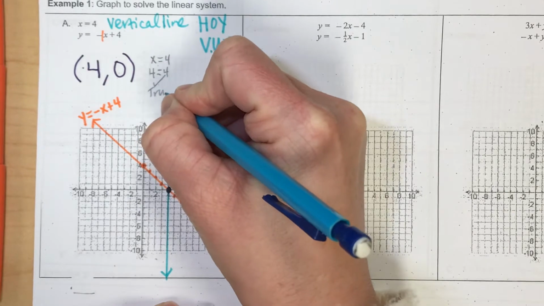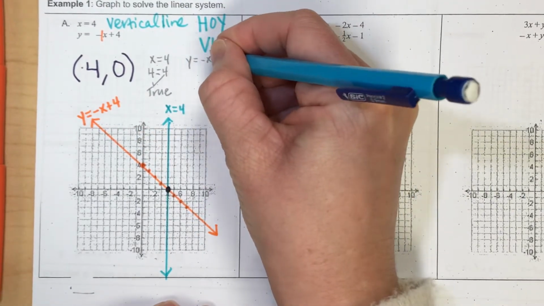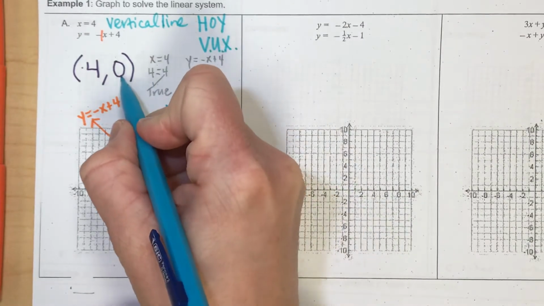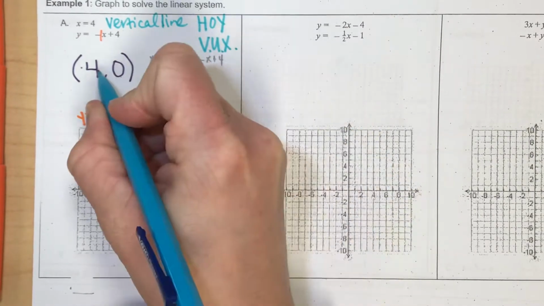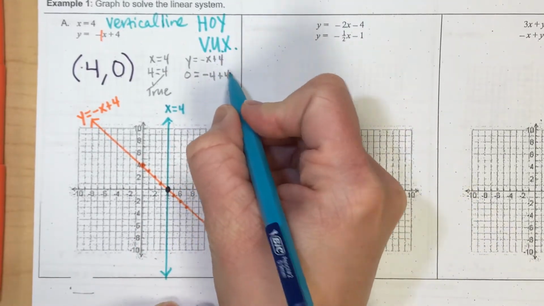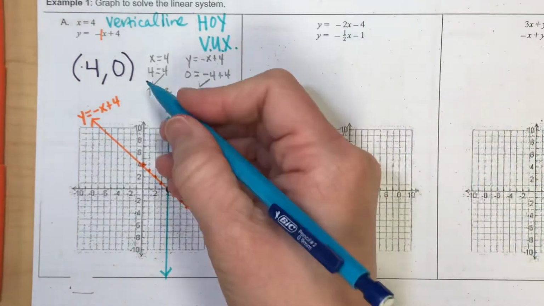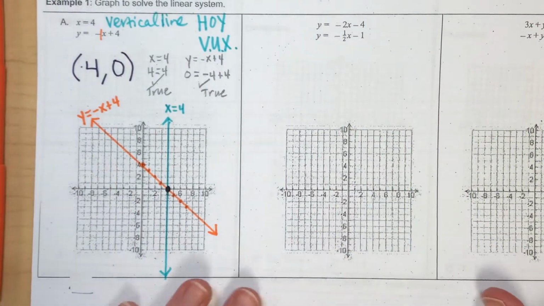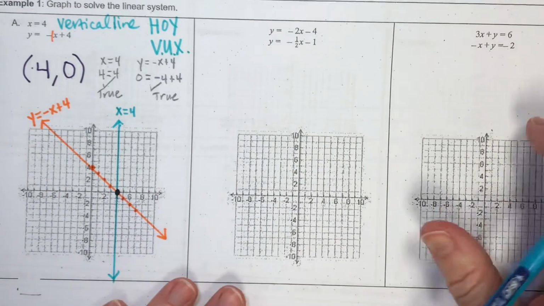That's true. And now my second equation, y was equal to negative x plus 4. I'm just going to confirm and check. I'm going to plug 0 in for my y. I'm going to plug 4 in for my x. And is this statement true? Negative 4 plus 4 is equal to 0. Yes, that's true. So we've just confirmed that that point is indeed the point of intersection, meaning the solution to our system. All right, let's try two more.